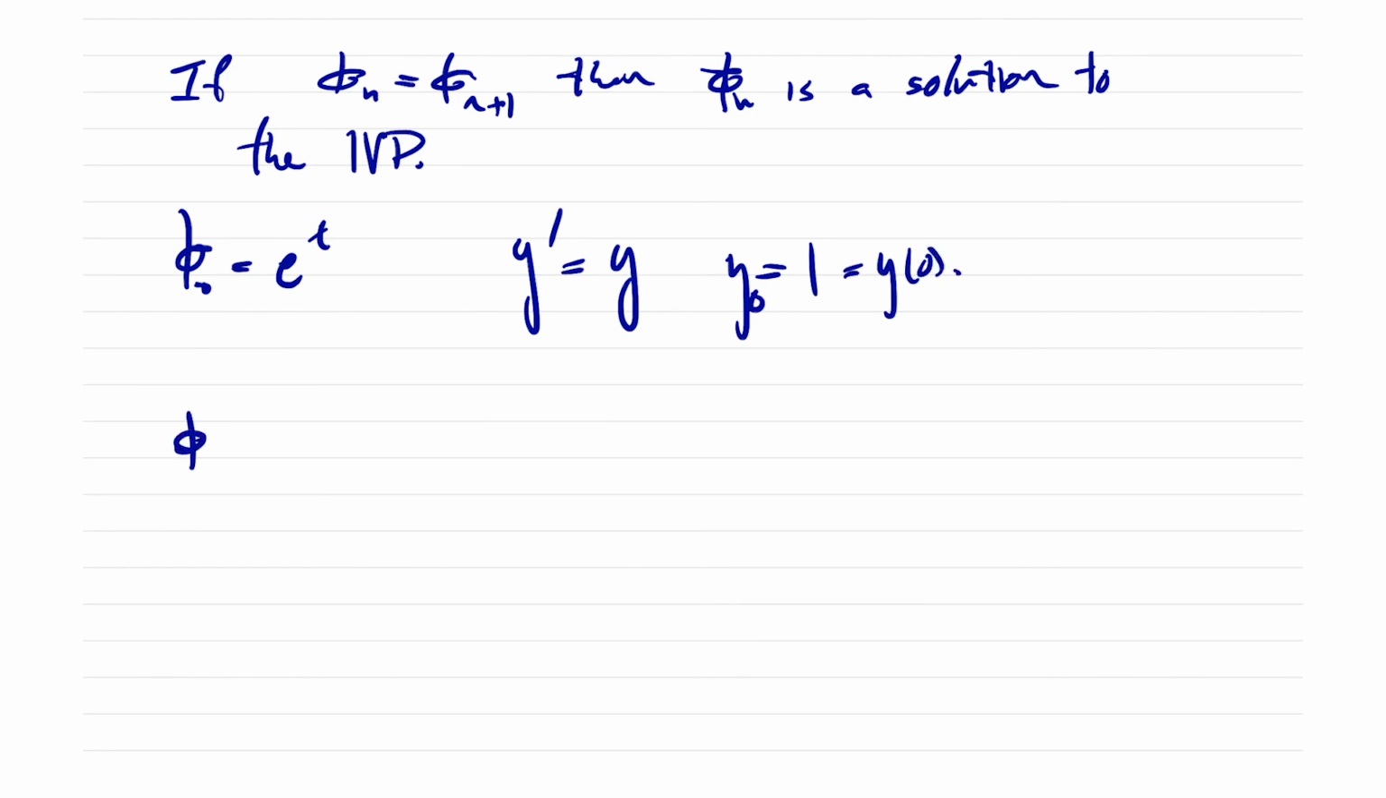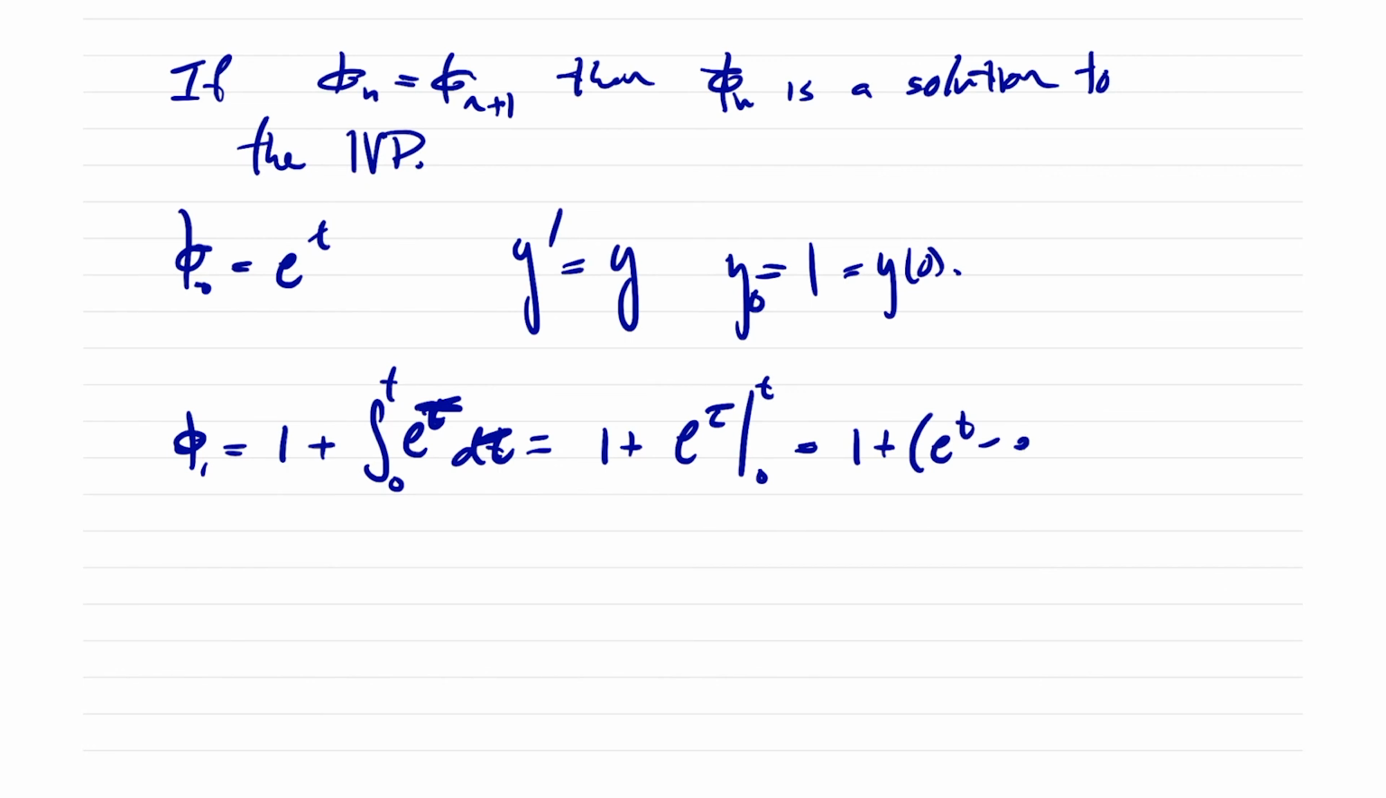We have phi of 1 is going to be equal to 1 plus the integral from 0 to t of e to the tau d tau. And if we go ahead and we work that out, so that's going to be e to the tau integral evaluated at 0 and t. And so it's going to be 1 plus e to the t minus e to the 0. And that is just e to the t because this guy cancels with this guy. And then that basically means that e to the t is a solution to the initial value problem, which is fairly nice.